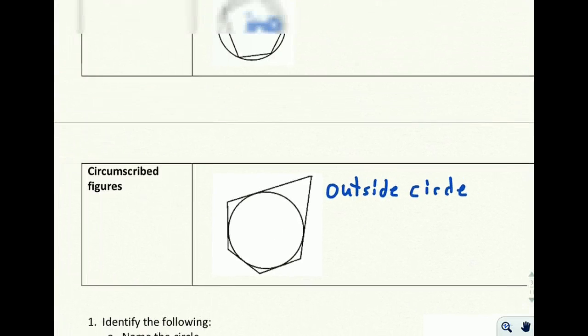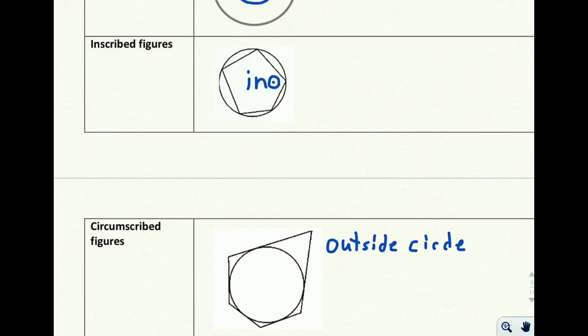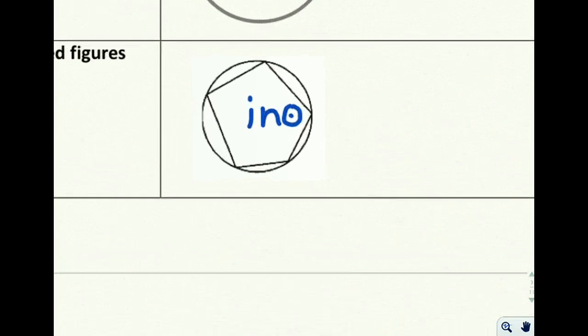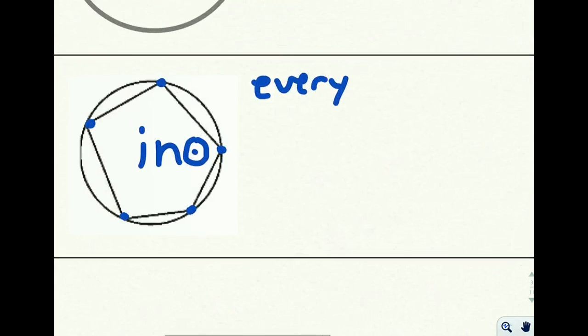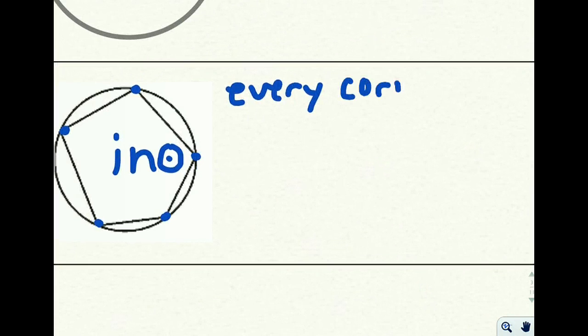Now let's clarify a few things about both of these. So with the inscribed figure, every point touches the edge of the circle. So every corner of the polygon touches the edge of the circle.